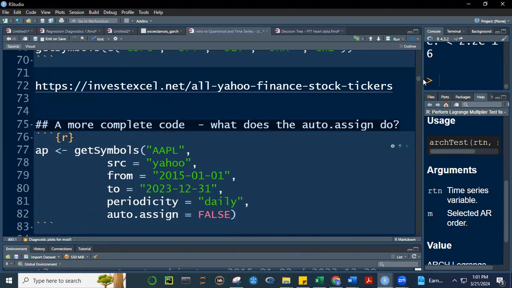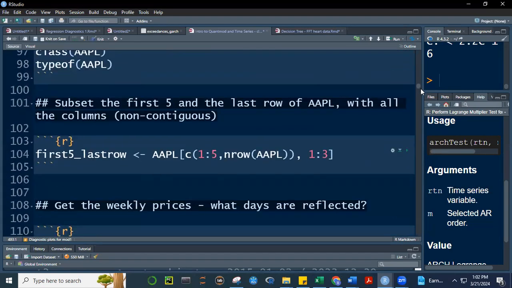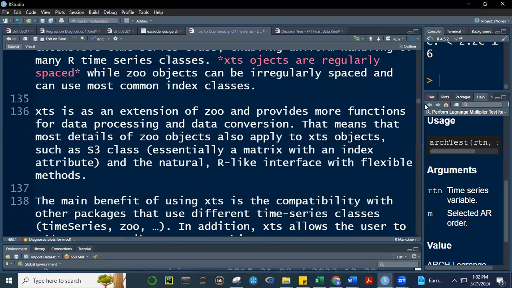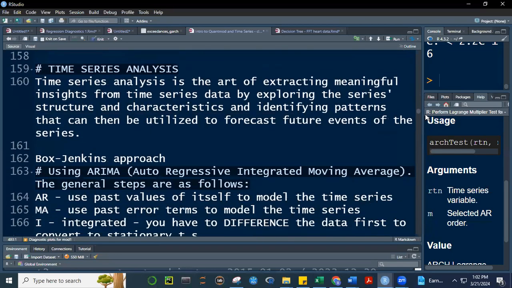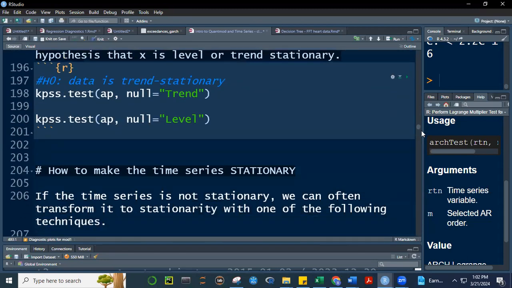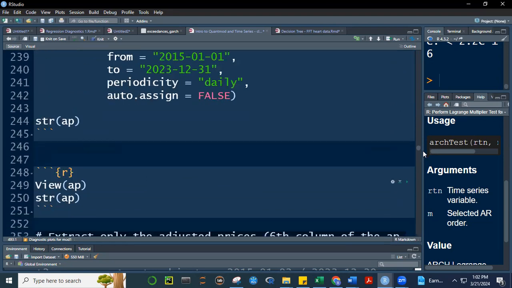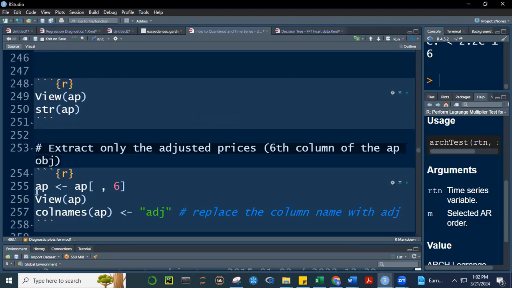Now, what we did last time was we downloaded the Apple dataset, gave it a name, AP, and we set the date from January 1, 2015 up to the end of December of 2023. And then we got the adjusted price of the stock. So let me just go there. Here, class, what we did was to subset, got the sixth column. This is the adjusted price.